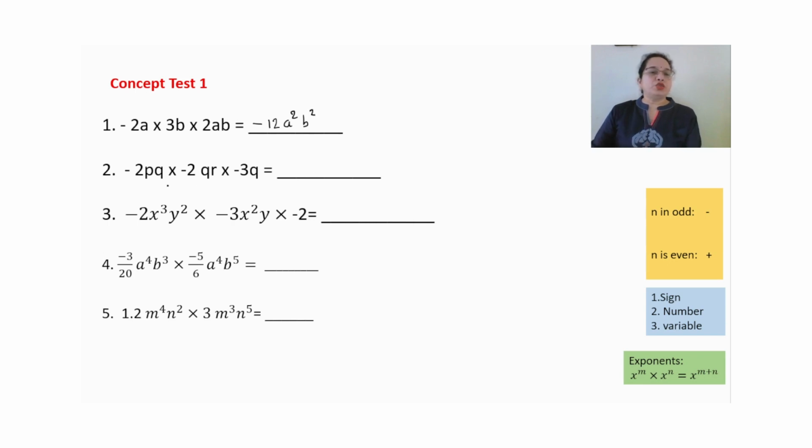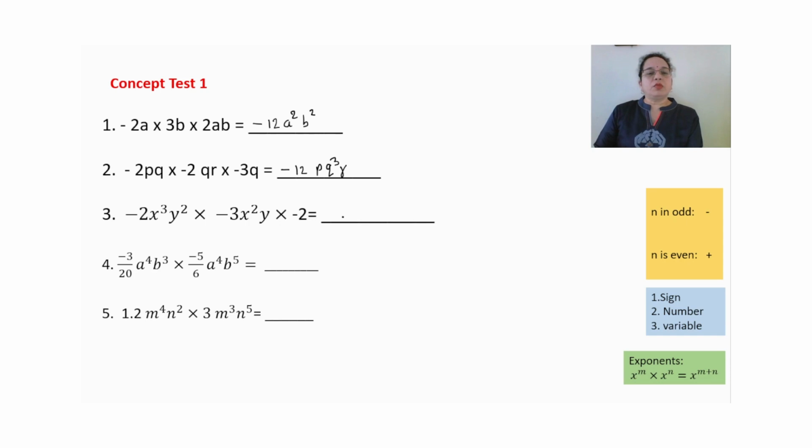Now minus 2pq multiplied by minus 2qr multiplied by 3q. So the total number of negative signs is 3, so the answer will be negative. 2 2s are 4, 4 3s are 12, and p raised to the power 1. So only 1, no need to write down 1. Q raised to the power 1, 2 and then 3, and one more variable r is there. R is also only one time, so a single r will be there.